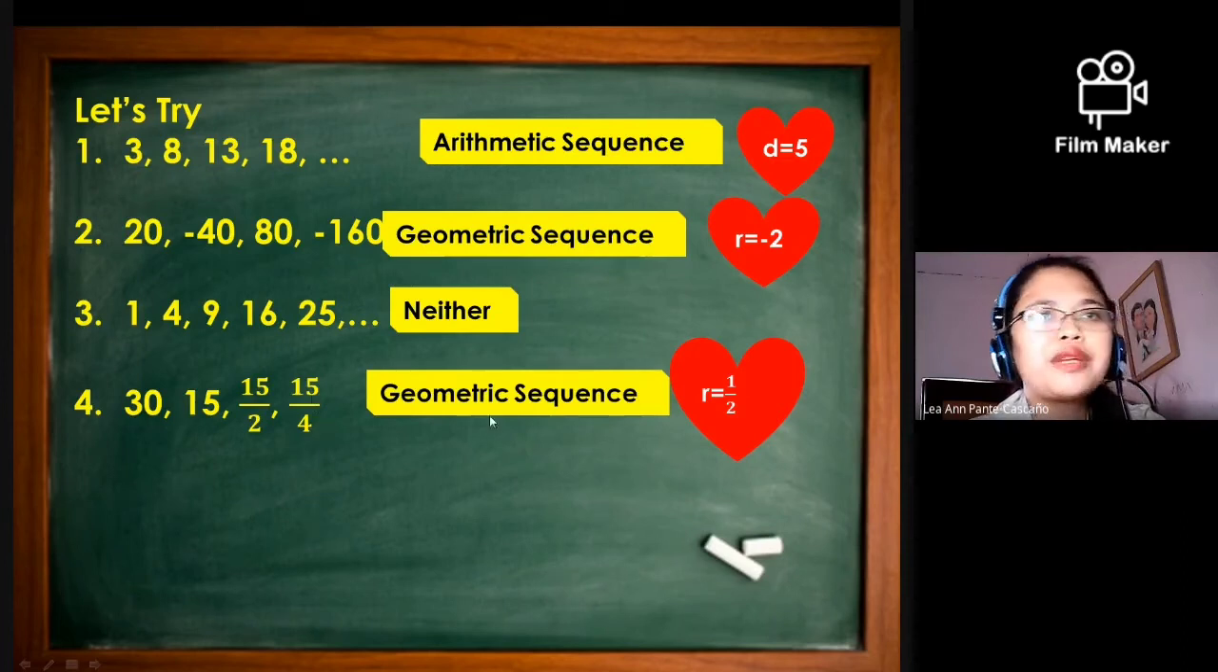Therefore, kung hahanapin natin yung susunod na term, i-multiply lang uli natin sa common ratio. 15 times 1 is 15. Then denominator 4 times 2 is 8. Therefore, the next term here is 15 over 8.